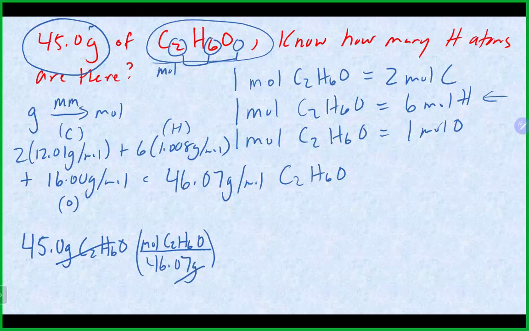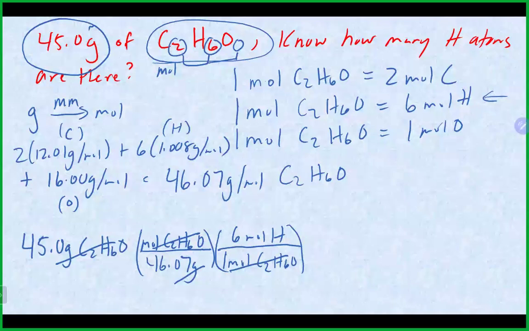So by setting up our dimensional analysis, we can see the whole thing is on top, so to get rid of it, it goes on the bottom, right? So we're going to go 1 mole of the entire thing gives me 6 moles of hydrogen. Moles of the entire thing cancel, and now I would have moles of hydrogen. If I wanted to know how many moles of hydrogen there were, I would be done.